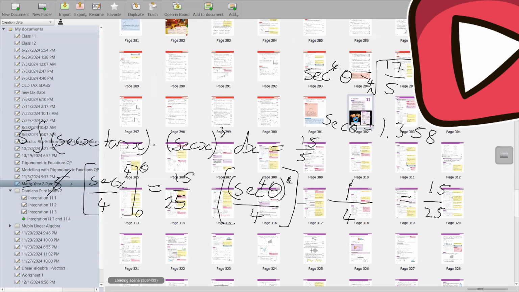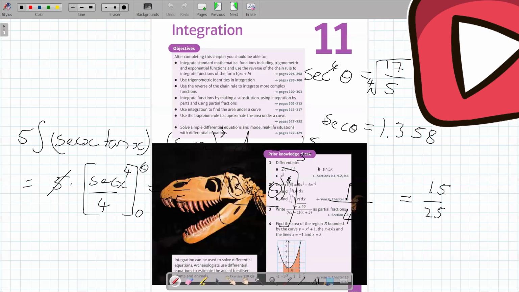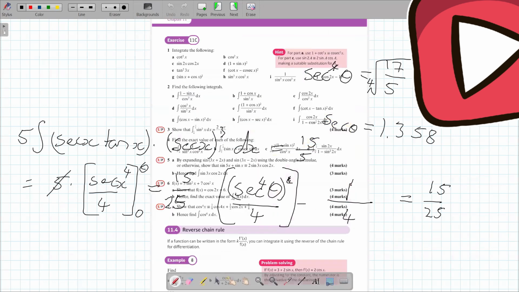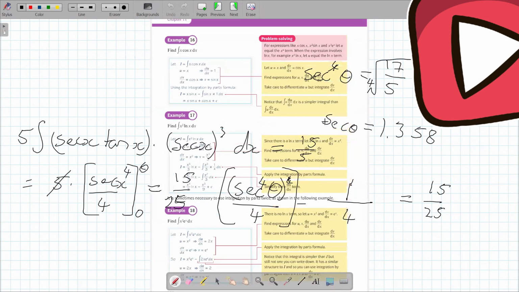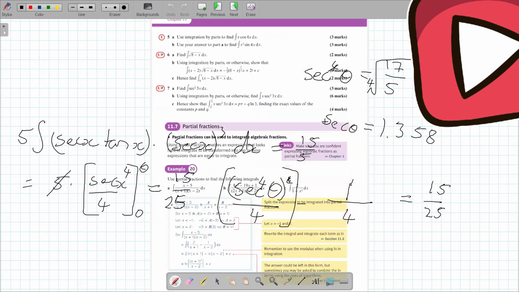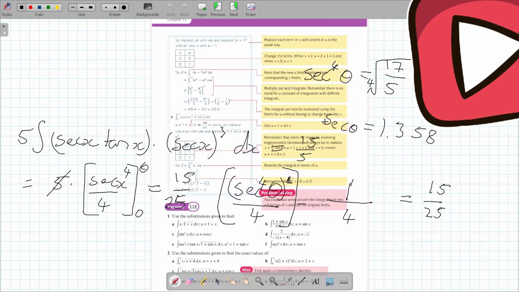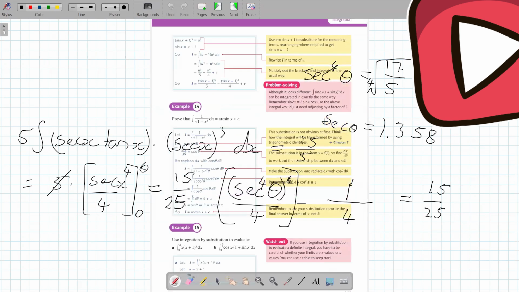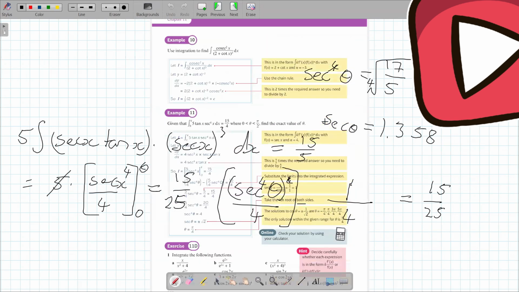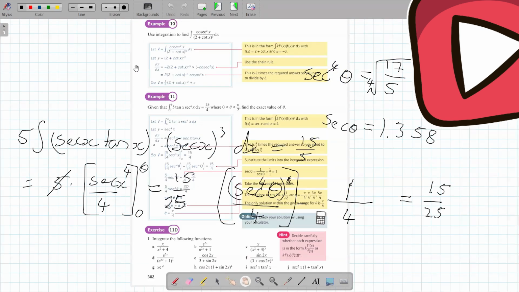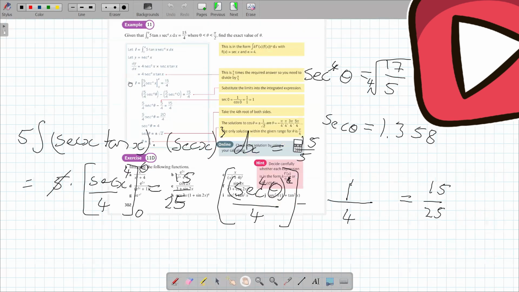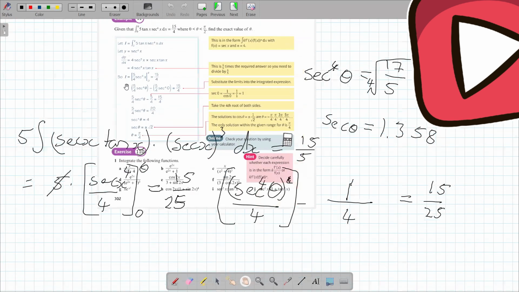What happened? I made a mistake somewhere. Okay, what mistake? If we look at the actual example, it uses a different method. Method cannot be different. So where did we leave it?